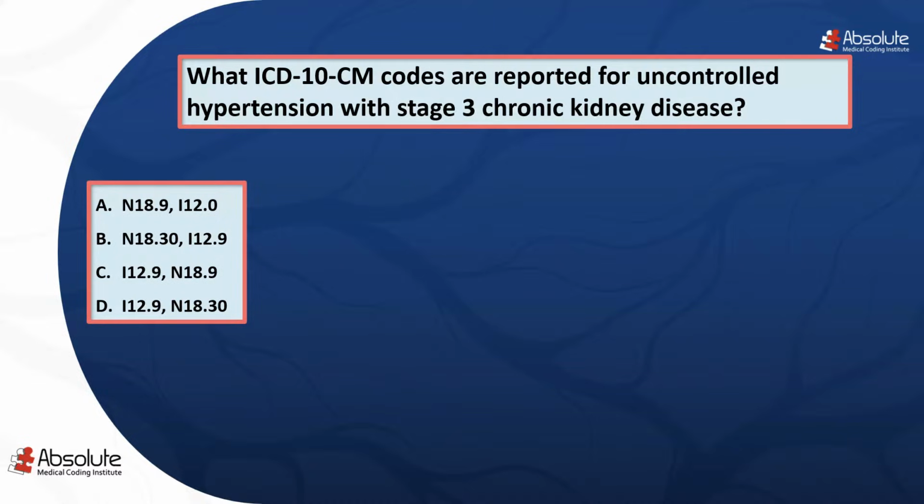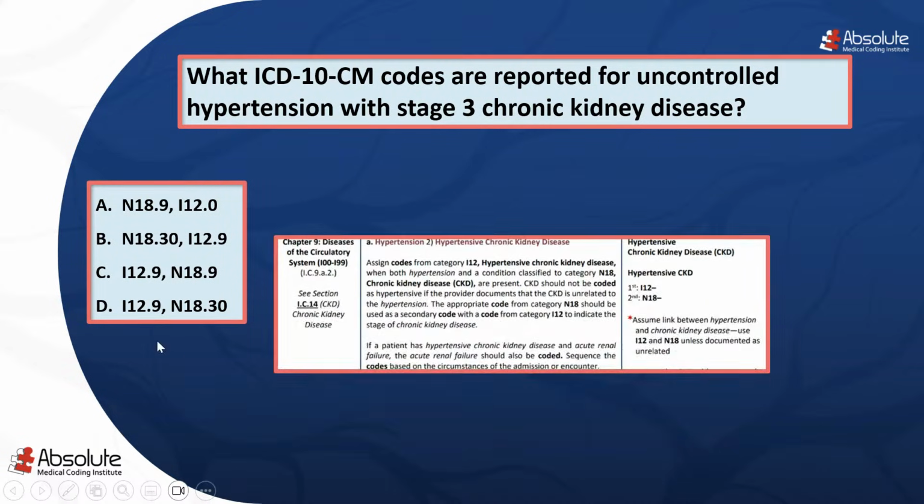All right, amazing. It seems like you guys are all killing it in the chat. So this is going to be the guideline we are going to be using: guideline I.C.9.a.2. This states that first we're going to assign a code from category I12, since it's coding for a hypertensive chronic kidney disease with both hypertension and a condition classified. The category N18 is what we're going to use second, assuming a link between hypertension and chronic kidney disease. So N18 is going to account for the level of the chronic kidney disease.